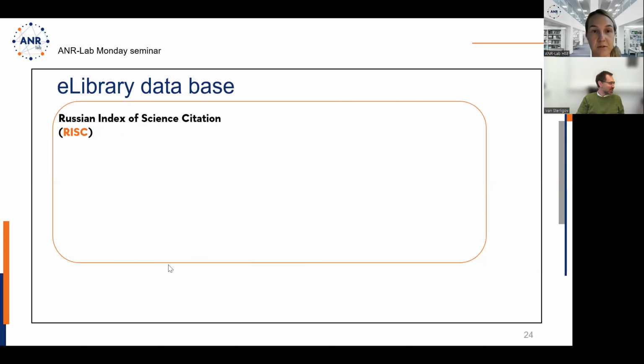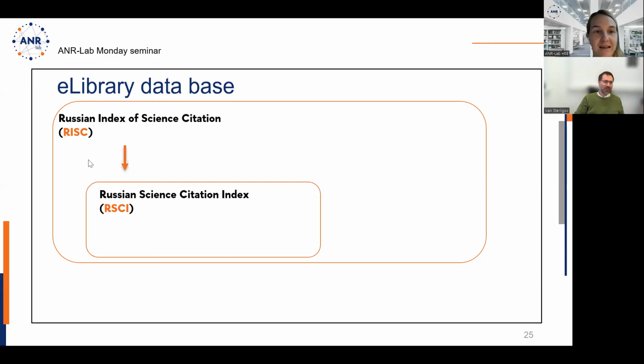So now I wanted to show you some kind of visual scheme of the eLibrary database, because I think that it took some time for me to understand how it works, so I'm going to share it with you. So we have this Russian Index of Science Citation. Then, as we just discussed, there is a Russian Science Citation Index, which is just a subset of this larger data set, right? Only up to 700 journals are included into this Russian Science Citation Index.